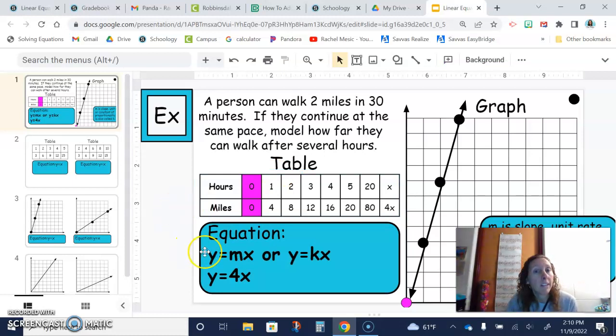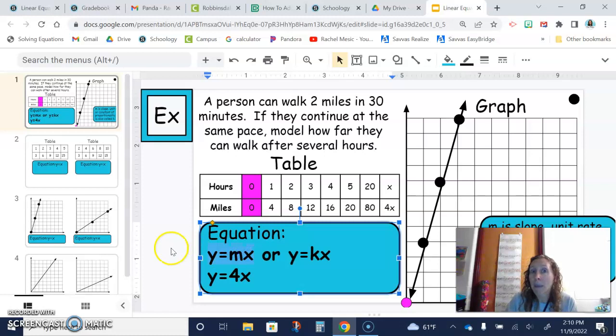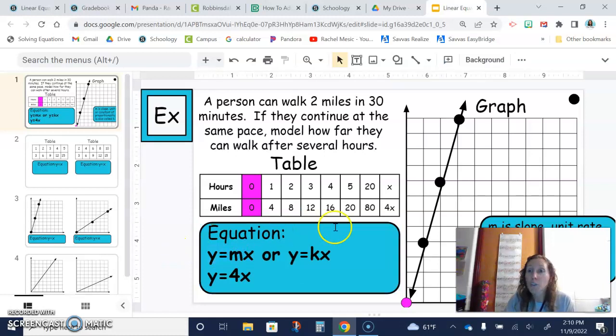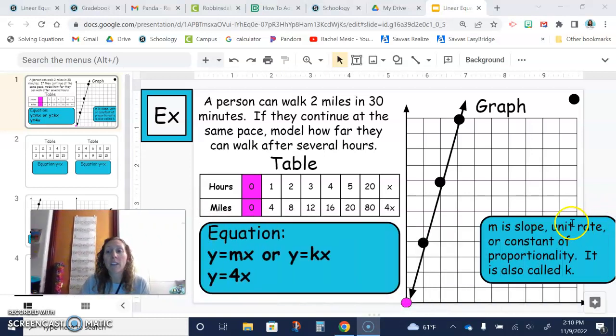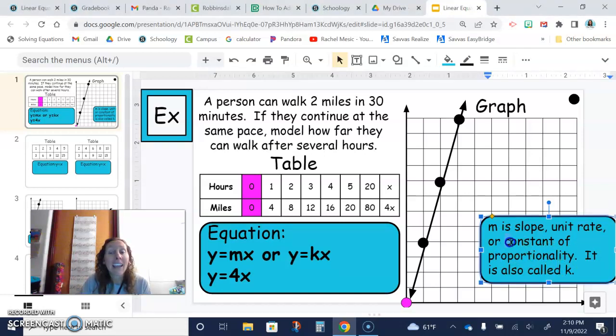All right, so last year you had learned about slope-intercept form, which is y equals mx plus b. Since b is 0, the equation is y equals mx. M stands for the slope. However, there are other names for the slope, such as unit rate or the constant of proportionality, which we would use the letter k for. It comes from the German word for constant, which starts with a k. So the equation might also be seen as y equals kx.